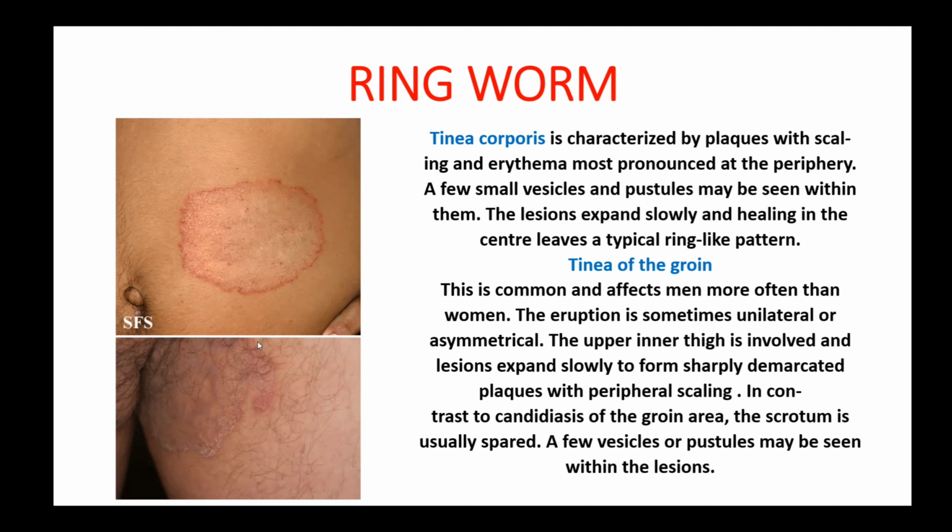Tinea of groin is tinea cruris. The eruption is sometimes unilateral or asymmetrical, and the upper inner thigh is involved. Lesions expand slowly to form sharply demarcated plaques with peripheral scaling. In contrast to candidiasis of the groin area, the scrotum is usually spared. A few vesicles or pustules may be seen within the lesions.